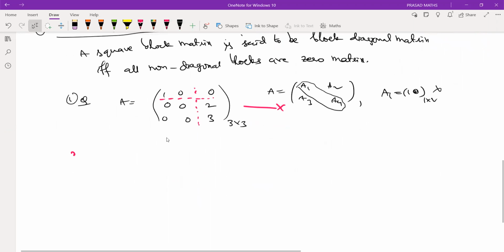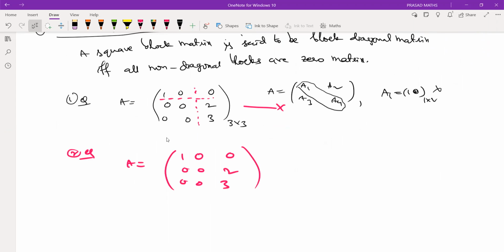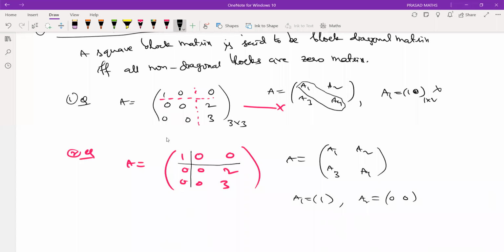Suppose, for the same example, the partition is different: 1, 0, 0, 0, 0, 2, 0, 0, 3. Suppose I partition the matrix like this. Now it is nothing but A1, A2, A3, A4. What is A1? A1 is a 1 by 1 matrix. A2 is 0, 0. A3 is 0, 0. A4 is a square matrix, 2, 0, 0, 3.